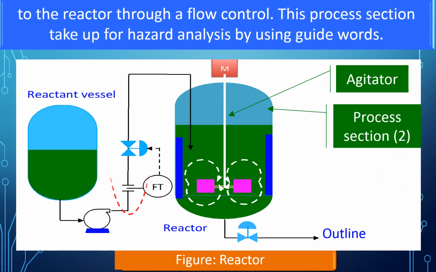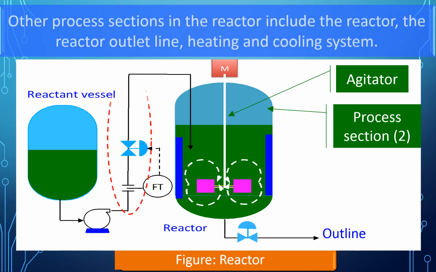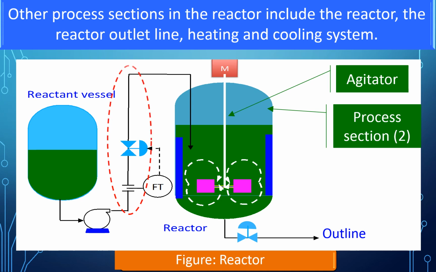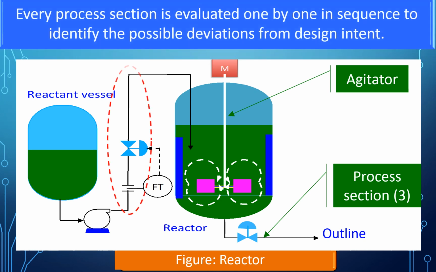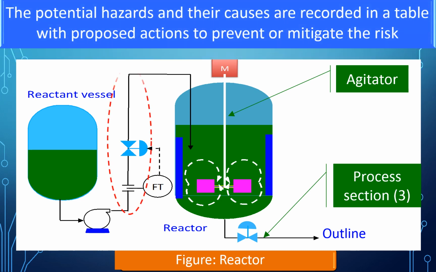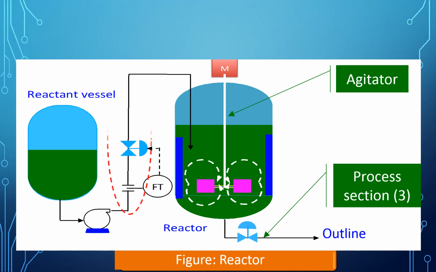The process section is taken up for hazard analysis by using guide words. Other process sections in the reactor include the reactor itself, the agitator, the reactor outlet line, heating and cooling system. Every process section is evaluated one by one in sequence to identify the possible deviations from the design intent. The potential hazards and their causes are recorded in a table with proposed action to prevent or mitigate the risk.